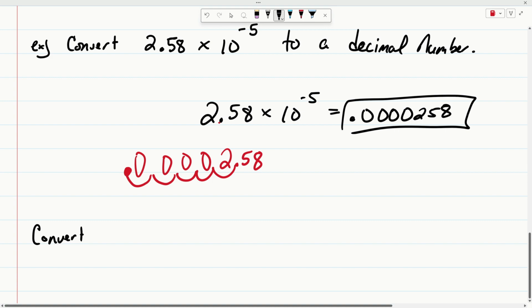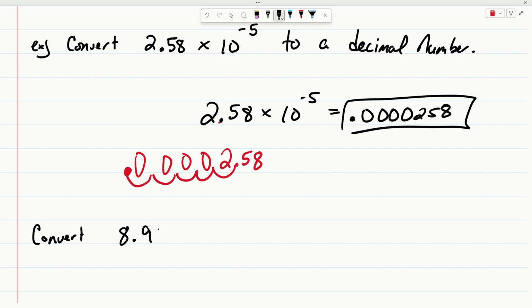All right, let's try another one here. Let's convert 8.941 times 10 to the 8th to a decimal number.